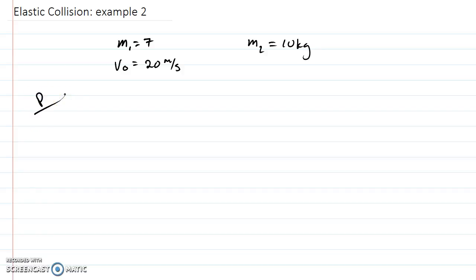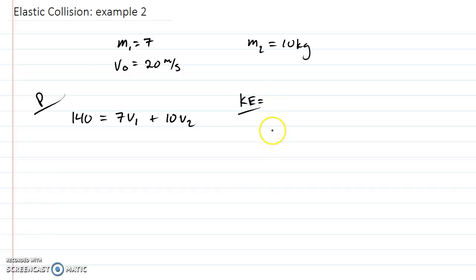Okay, so here's momentum. We know that the initial momentum is 7 times 20, which is 140. And the second object has no momentum because its velocity is 0. Afterwards, though, we're going to have a momentum of 7 times v1 and 10 times v2. Alright, now looking at this equation, unfortunately there is no way to simplify it further. There's no thing we could divide everything by. So let's go over to kinetic energy.